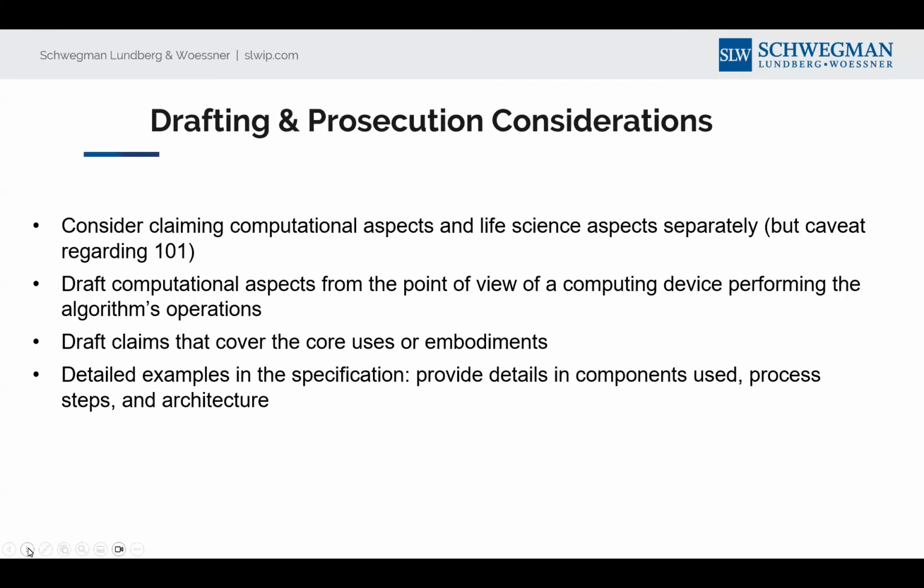And then, draft computational aspects from the point of view of the computing device that's performing the operation. Claiming things that are really high level, as was done in the 23andMe case, and not focusing on what the computer's doing and how it's using the machine learning architecture and how that's being processed, is something to look at, so that you're not claiming just pure functional language and results of the computational operations, but a little more about what those operations are and what's taking place. And definitely, claims that cover core uses and embodiments.